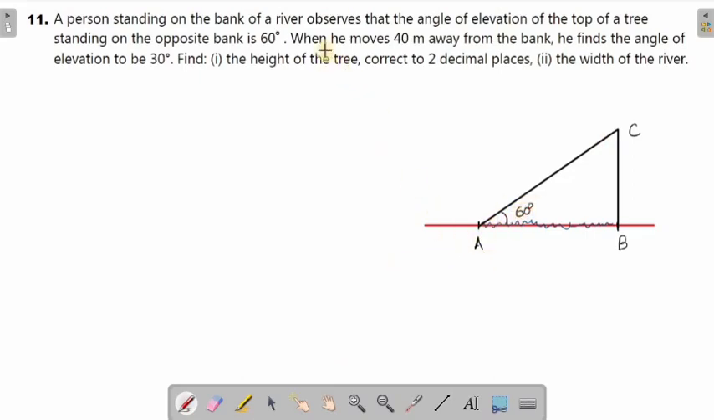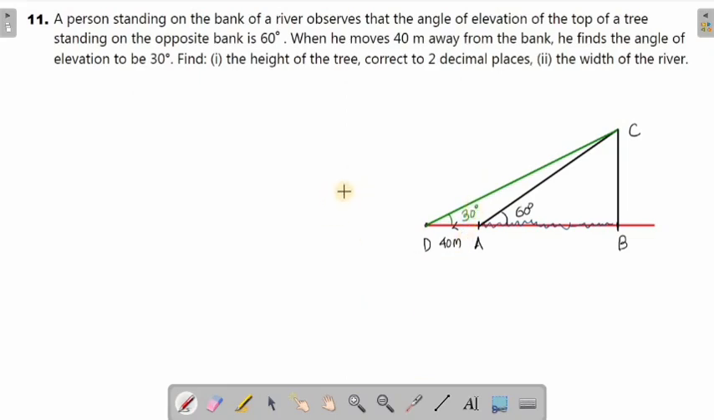Now the question says, when he moves 40 meters away from the bank, so away from the bank means in this direction. Let's say he reaches this point, and let me call this point D. So basically AD, this distance, is given to be 40 meters. At that time the angle of elevation becomes 30 degrees. If I join D with C, then you see this angle is given to be 30 degrees.